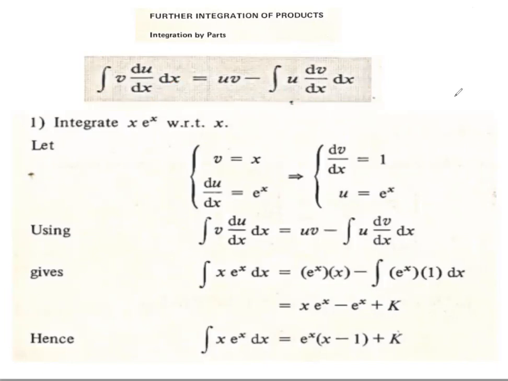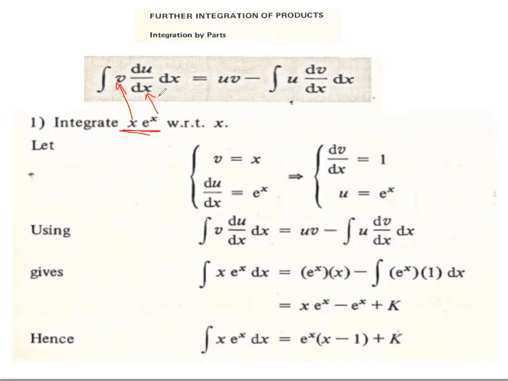Good. To illustrate, let's use this example. You have to integrate x e to the x, so that's this one here. We don't have a method to really integrate that directly. So what we're going to do is make a substitution. Let's say we make v be x, and we're going to let du/dx be e to the x.